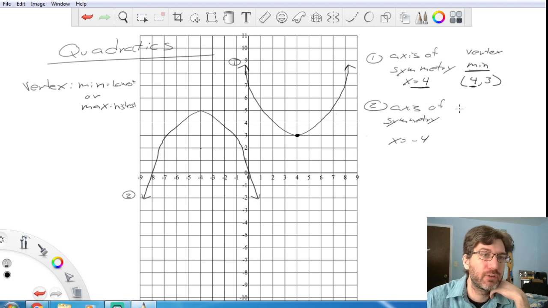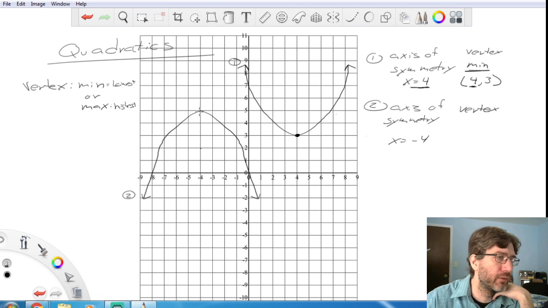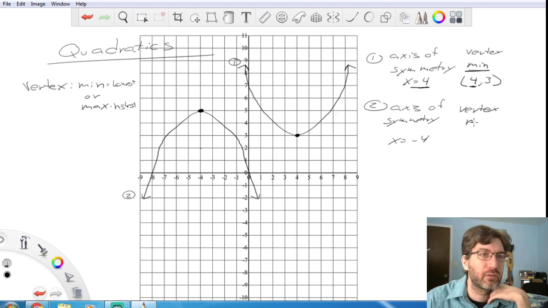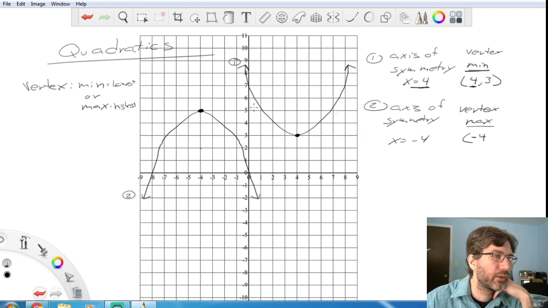Number 2, your vertex is going to be this point here. This one opens downwards, so it has a max, right? And its point is -4. Again, if you know your axis of symmetry, you know the first value here, -4. And that's what, 5. Goes up to 5.